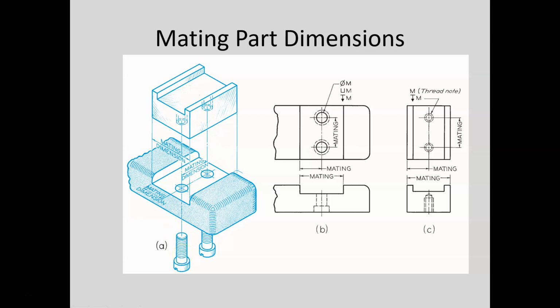What I would like to do is to impress upon you the idea that mating parts come in only 2 flavors, right? We either have cylinders, pins and holes, shafts and holes, right? Cylindrical mating parts, or we have slots and rectangular prisms, right?